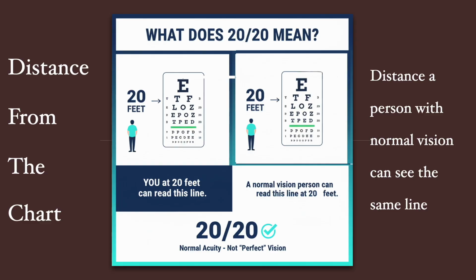So what does 20/20 actually mean? It doesn't mean perfect vision, but rather normal vision. The first number 20 is the distance in feet you are from the eye chart. In countries that use the metric system, this is 6 meters. The second number represents the distance at which a person with normal vision could read the same line you just read. So, if you have 20/20 vision, it means you can see at 20 feet what a normally sighted person can also see at 20 feet.